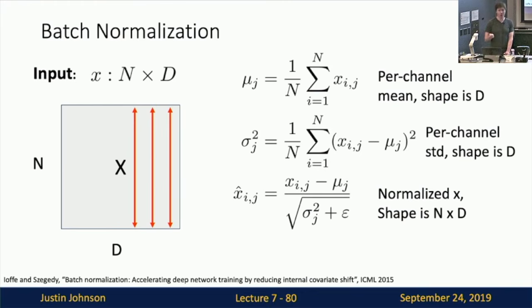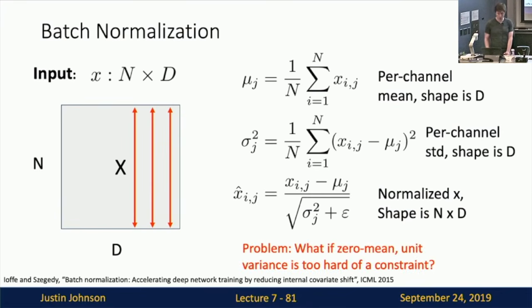And then finally, we can normalize to give us zero mean unit variance by subtracting the empirical mean and dividing by the empirical standard deviation. Of course, you'll notice that in the denominator we have this plus epsilon term. That's to avoid dividing by 0. And that's a small constant that's a hyperparameter, but people don't usually play with it too much.